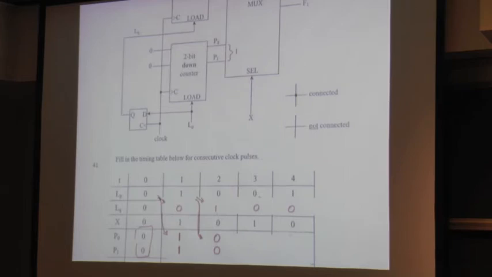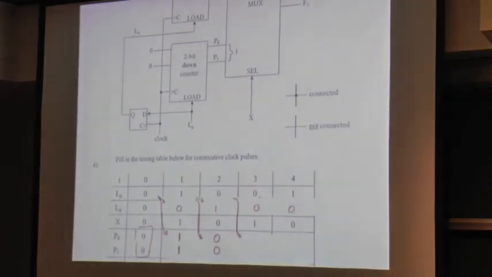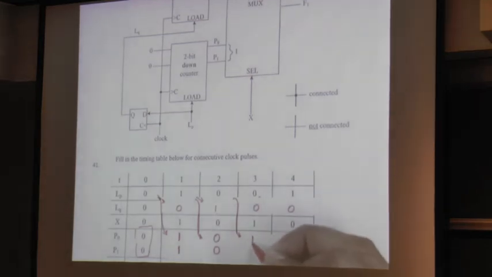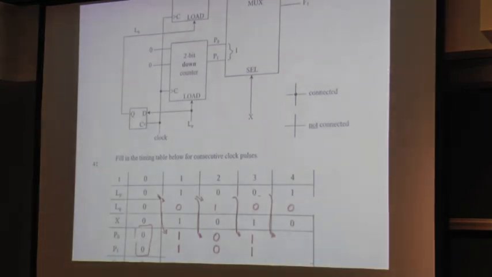Right? For the next one, we do count down because the load is 0. So we count down from 0 to 3, and then the same is true. We count down from 3 to 2, 1, 0. Okay, that's the top part of it. So this is a loadable counter. The important thing is that the load signal to use is the one before the clock cycle to propagate the output after the clock cycle.